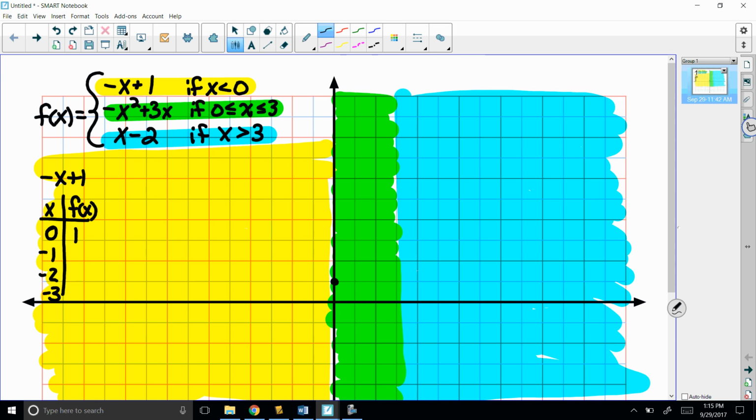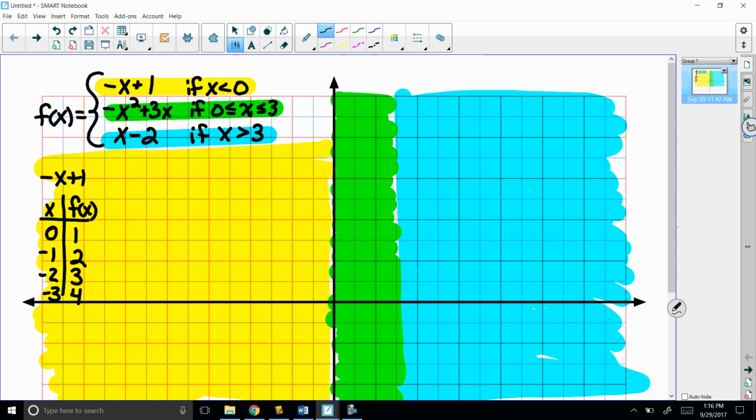If you put -1 in, you get 2, because it's the opposite of -1, which is 1 plus 1, which is 2. If you put -2 in, the opposite of -2 is 2, plus 1 is 3. And if you put -3 in, you get 4. Now, those happen to be at 0. We get, let me erase this for a second. At 0, we get 1.